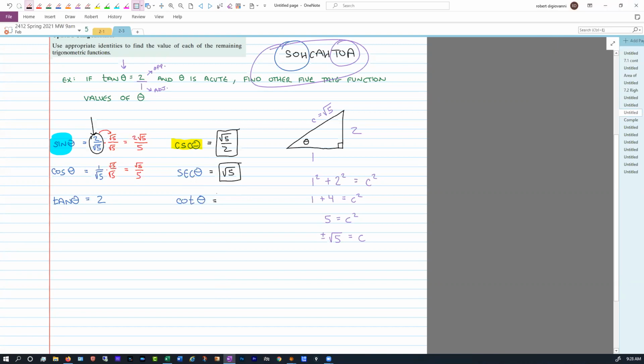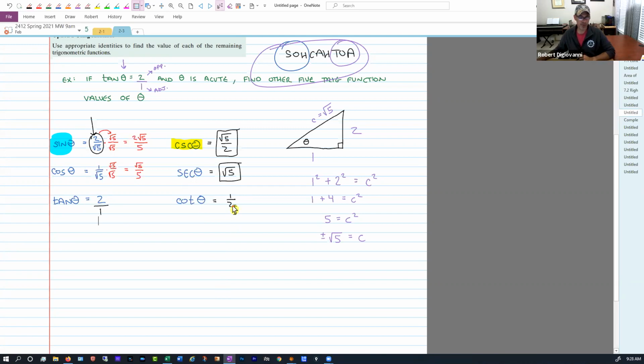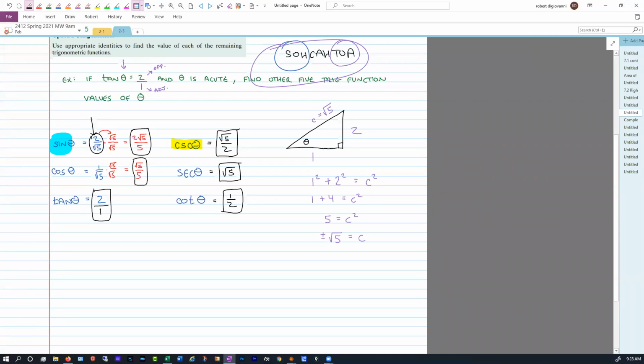Would it be 1 over 2? 1 over 2. Good. 1/2. So just everyone remember, this 2 is really 2 over 1, so we just flip it over. It's 1/2. There we go. Okay, so we have our 6 trig functions from that one angle.